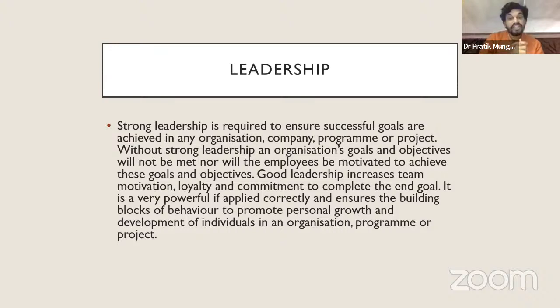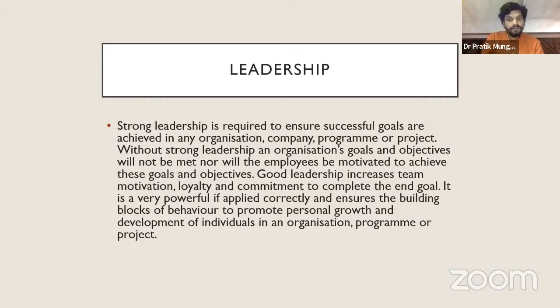So good leadership increases team motivation, loyalty, and commitment to complete the end goal. It is very powerful if applied correctly, and ensures the building blocks of behavior to promote personal growth and development of individuals in an organization, program, or project.